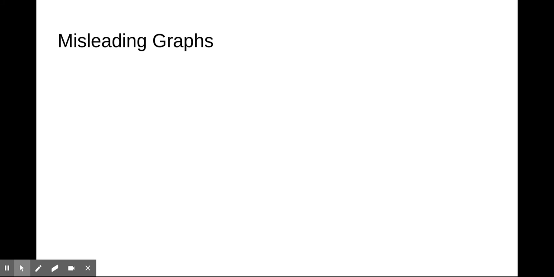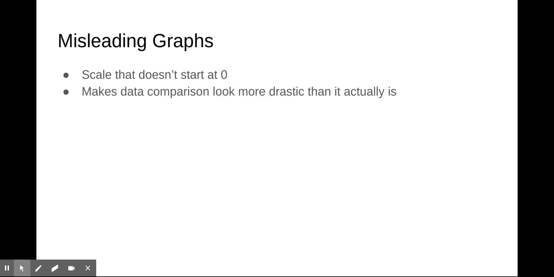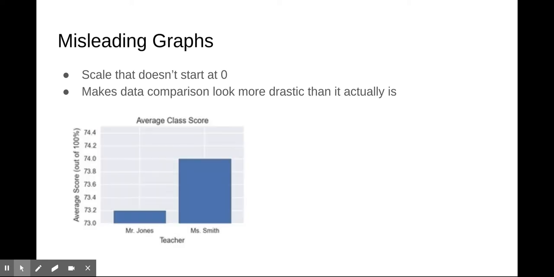We have to talk about some graphs that are misleading. So the biggest thing that you should look for is a scale that doesn't start at 0. It makes data comparison look a lot more drastic than it actually is. So let's look at an example.